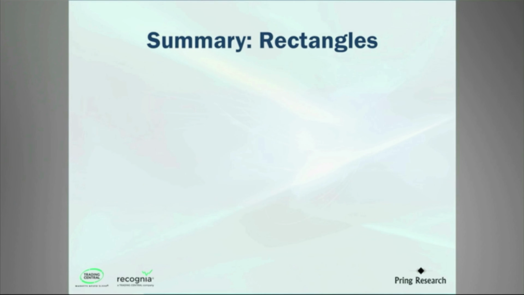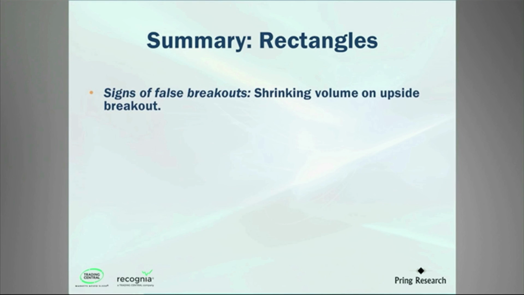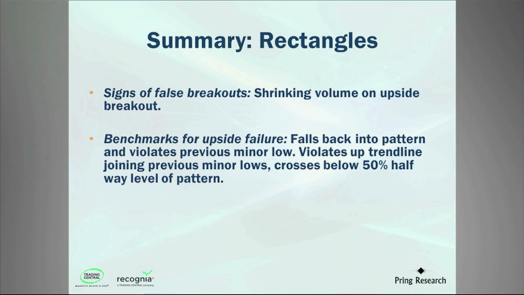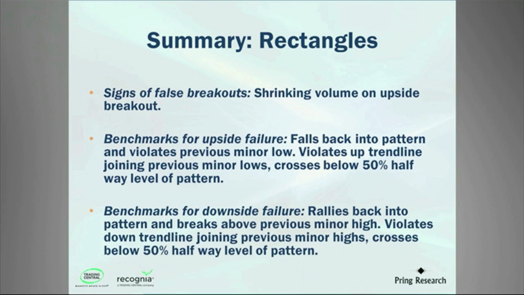Signs of false breakouts: shrinking volume on an upside breakout. Benchmarks for upside failure: falls back into the pattern and violates a previous minor low, violates an uptrend line joining previous minor lows, or crosses below the 50% halfway level of the pattern. Benchmarks for downside failure: rallies back into the pattern and breaks above the previous minor high, violates a downtrend line joining previous minor highs, or crosses below the 50% halfway level of the pattern.